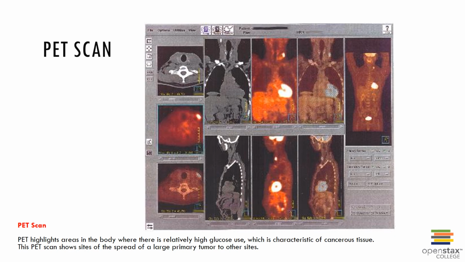A PET scan is shown here. A PET scan highlights different areas in the body and can be used as a diagnostic tool, for example, to look for areas that have high glucose use. Glucose is the preferential food source for cancer. And so this is generally characteristic of parts of the body that might have cancerous tissue. And in this case, we can see the PET scan shows the spread of different tumors to other parts of the body.